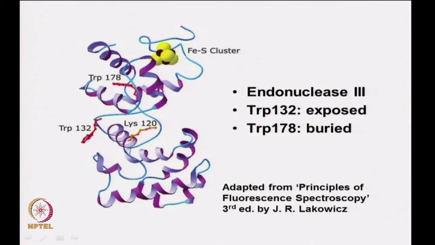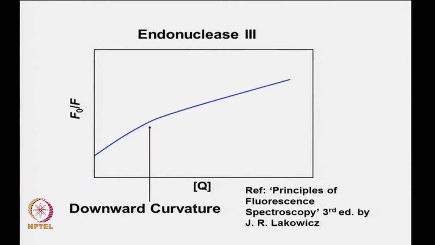In endonuclease 3, you can see this is an Fe iron sulfur cluster, and you have two tryptophans, Trp 178 and Trp 132. Trp 132 is out here, which is exposed. Trp 178 is between the two helices out here, and it is buried. So, you already have two different populations.